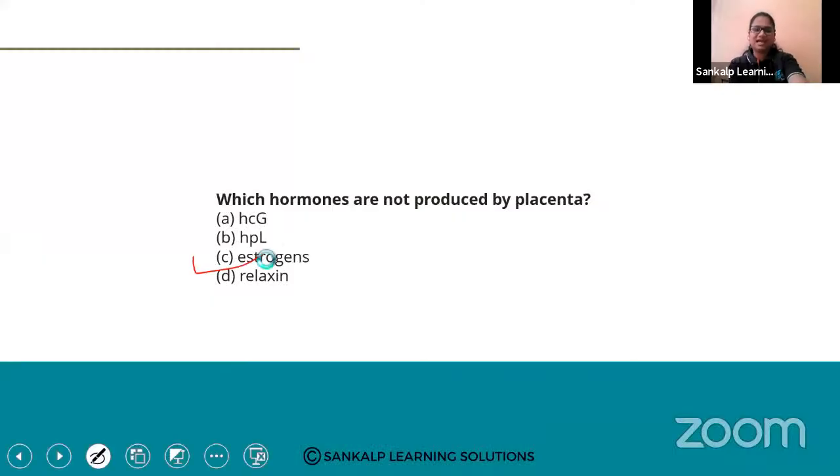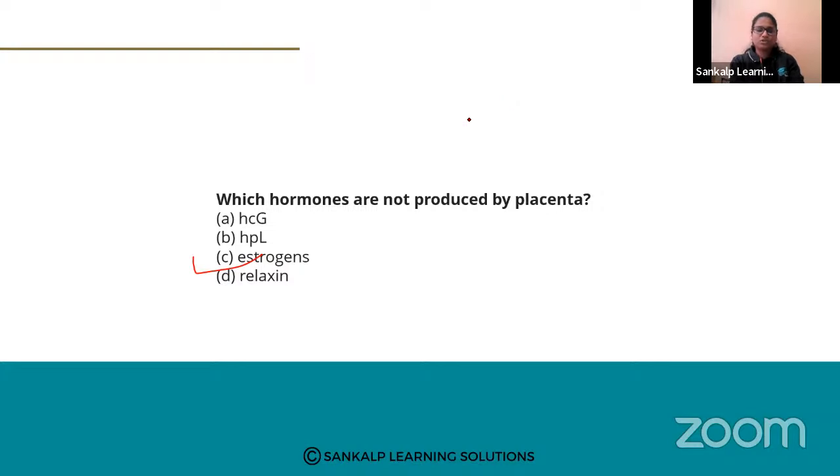So here only a few of you answered it correctly. The right answer is estrogen. Option C is the right answer. I don't know why most of you answered it as option D. Relaxin is released, because relaxin has to be released so that the cervix of the mother will be relaxed and contract during parturition, during the baby's birth, delivery. Okay? So option C, estrogen, is the right answer here.